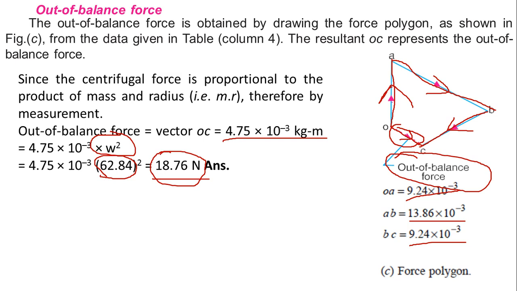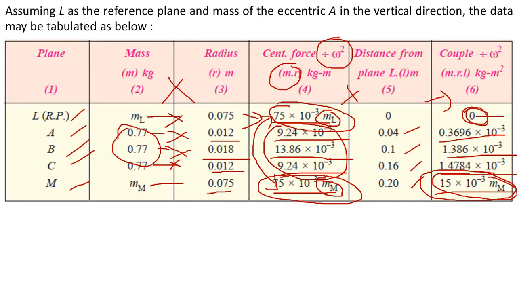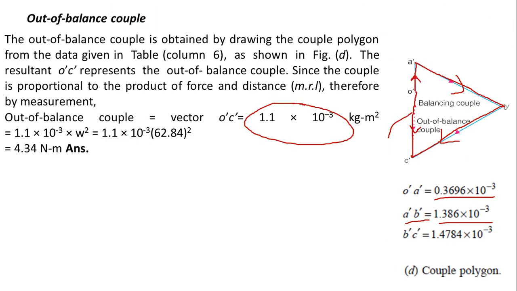So first let us get this answer. It is nothing but m into r into L. So you have to multiply by omega square, because we have taken it here divided by omega square. So m r l omega square you have to take. If you multiply this by omega square, you get 4.34 Newton meter. So this is the answer.